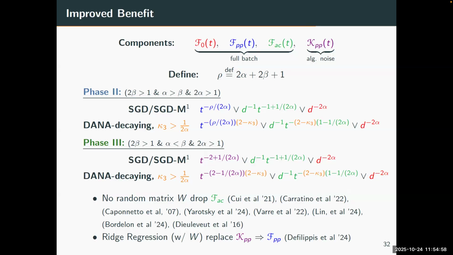How does it actually affect the rate? Normally in deterministic optimization, you get a square better than gradient descent. You don't quite get a square better, you get 2 times minus kappa 3. Okay, and kappa 3 has to be bigger than 1 over 2 alpha. So this would be true of alpha going to infinity. You get the square improvement, but you don't quite get it.